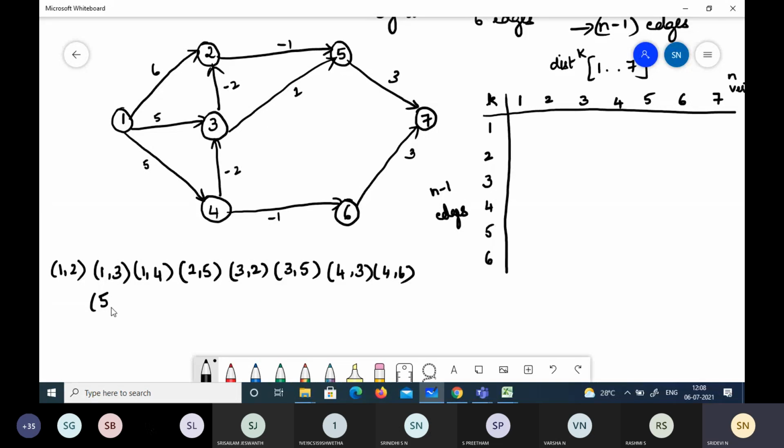5 to 7, isn't it? Then if we take 6, there is only one edge going out of it, and that is 6 to 7. Okay, this is one of the shortcut methods for you to solve the problem. Otherwise, you can always solve it the way which I had taught you in the last class by taking the formula minimum, isn't it? Direct path and indirect path.